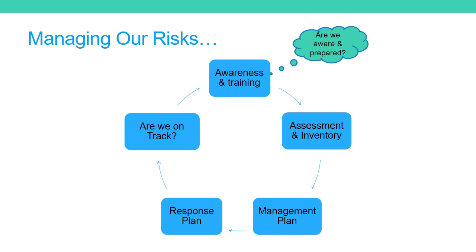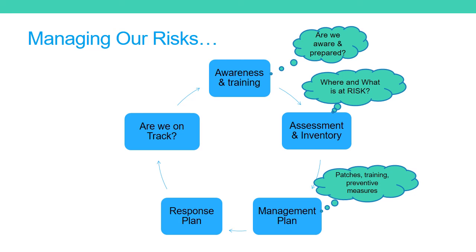So in summary, as we manage our risk, we should be looking at awareness and training and answering the question, are we aware and prepared? We should have some asset inventory, do a basic cybersecurity assessment. If we're not connected to the internet and we live in a vault, then we really have no risk. But for most of us, we probably are connected to the outside world and we probably do have some physical risk. Have a management plan.